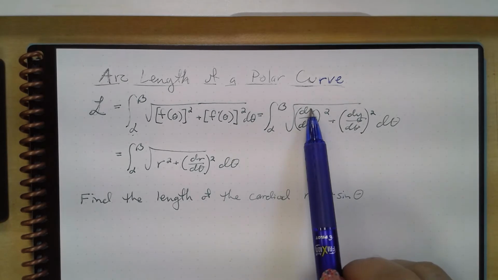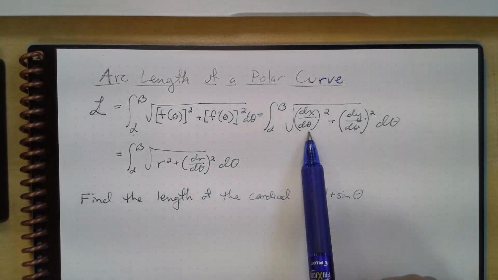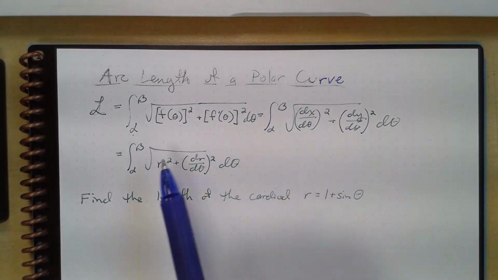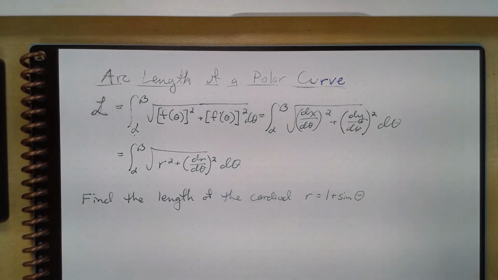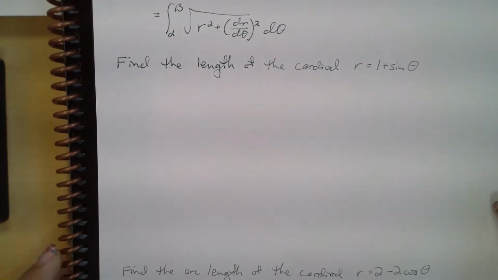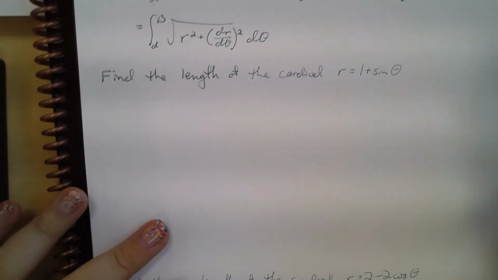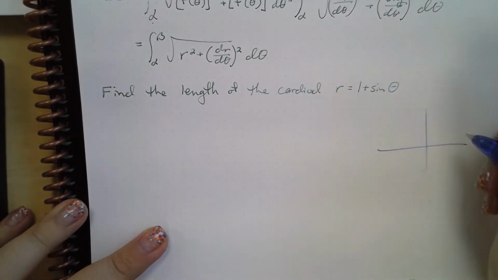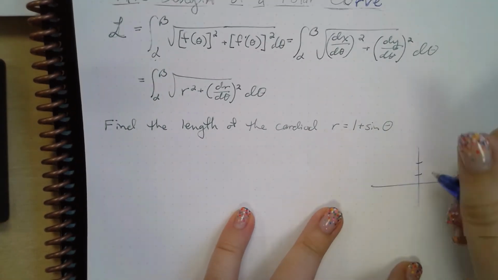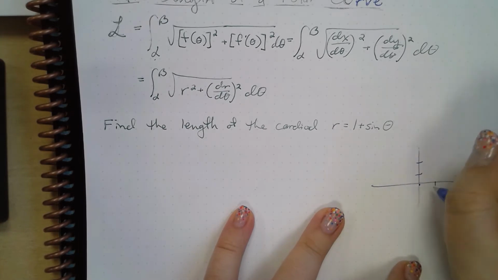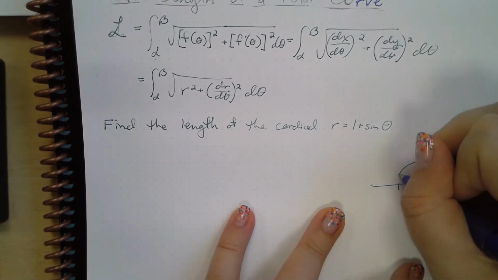I'm going to give that as dx over d theta squared plus dy over d theta squared, or r squared plus dr over d theta squared. Whatever, it doesn't matter how you think of it, it just means that you know what's really going on here. So let's actually find the length of the cardioid, r equals 1 plus sine theta. Well, what would that look like, first of all? 1 plus sine theta would look something like this.